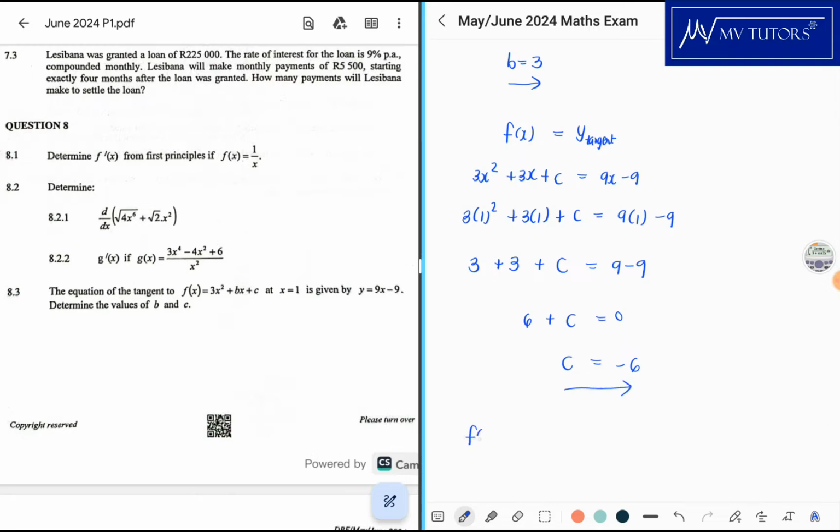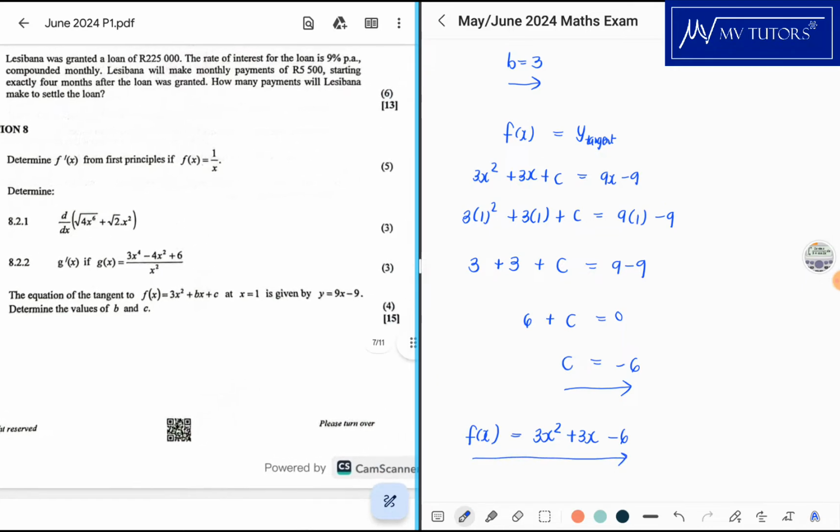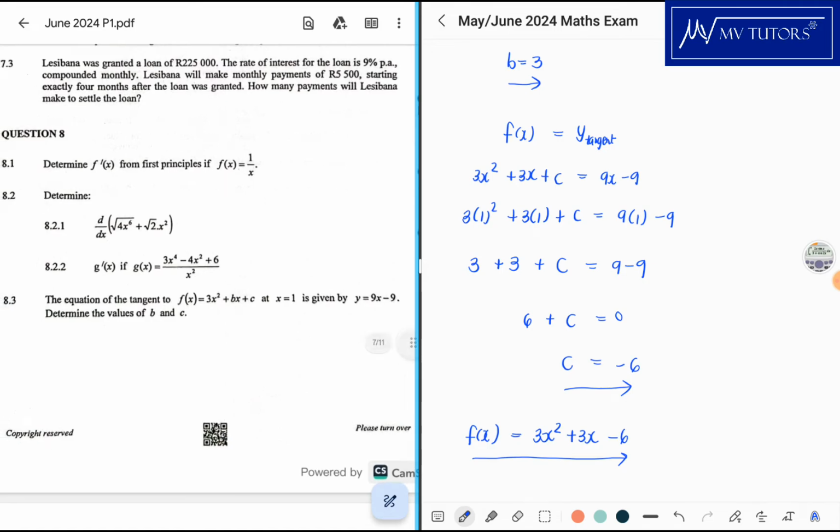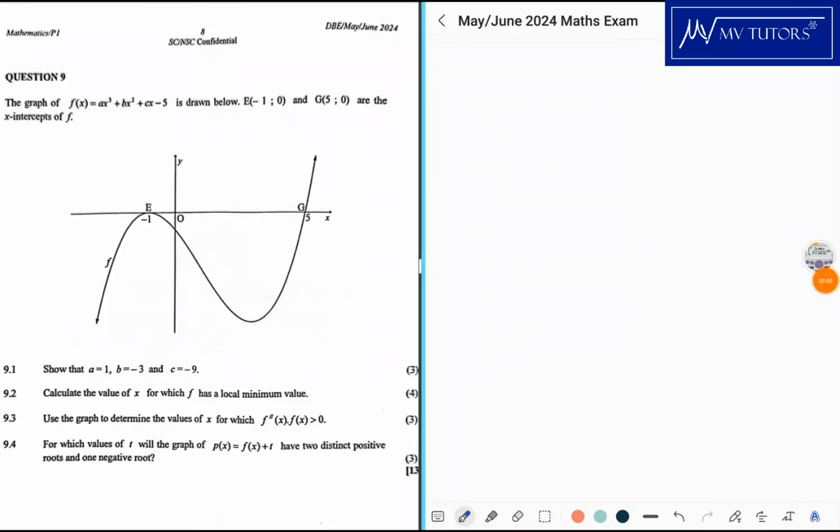Then we can write down, they didn't ask for this, but just for interest's sake, we have 3x squared plus 3x minus 6. That is our function. And with that, we are done with question 8. Question 9, which is sort of like a continuation of question 8.